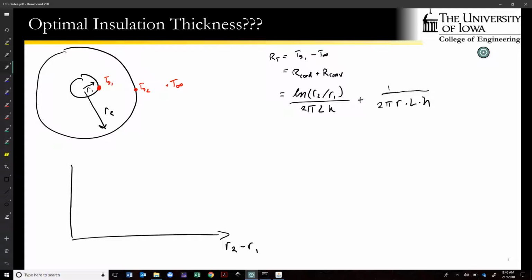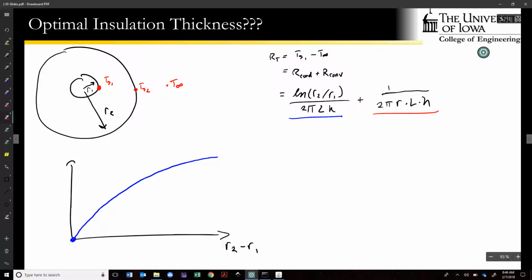You picked a tube or a pipe or something of some size. How large do you need to make the insulation in order to get some benefit from it? Because what you're going to see is, if we draw this first term as a blue line, the ln of R2 over R1, when R2 equals R1, that ratio is 1, and we end up with a value of 0. And then that natural logarithm is going to have a curve that looks like this.